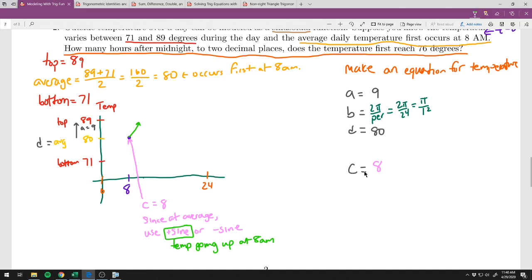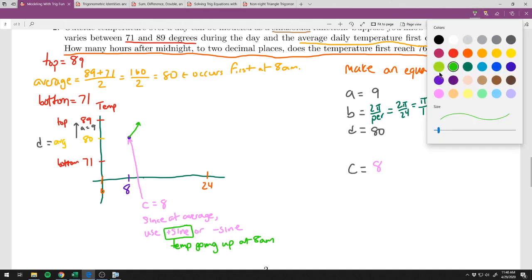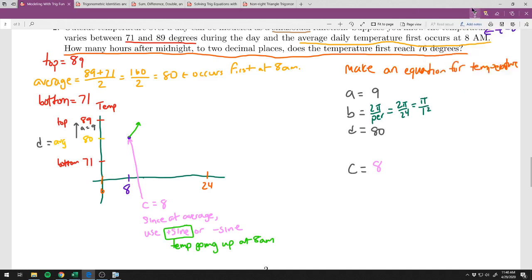We got our A, B, C, and D. Let's go ahead and plug in everything to make our formula for our temperature. If you want to use specific letters like we did before, you can. If you just want to use Y and X, you can as well. We don't have to actually plug in the formula anywhere.